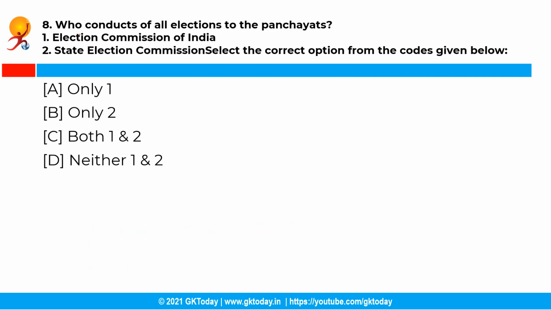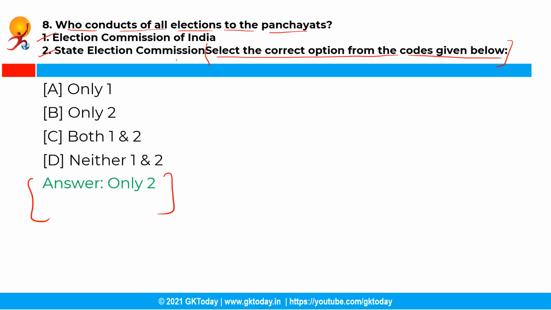Moving ahead with the next question. So the question is, who conducts of all elections to the panchayats? Election Commission of India, State Election Commission. So you have to select the correct options from the code given below. So the correct answer is option B, that is only 2.